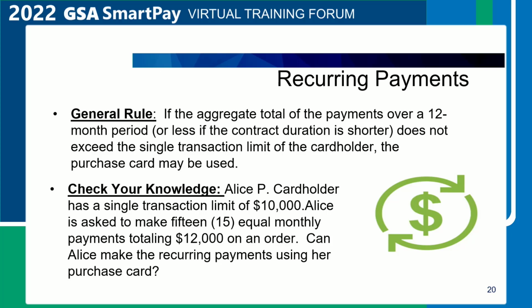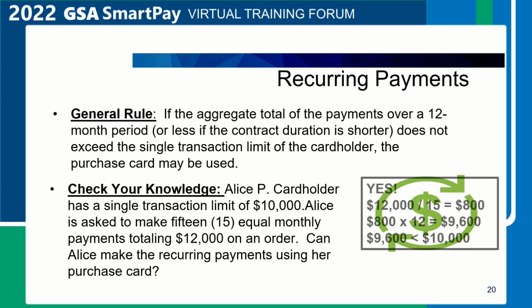We've got Alice P. Cardholder. She has a single transaction limit of $10,000. Alice is asked to make 15 equal monthly payments totaling $12,000 on an order. Can Alice make the recurring payments using her purchase card? Yes. Dividing $12,000 by 15 months, we get a monthly payment amount of $800. If you take $800 and multiply it by 12, we're at $9,600, which is less than the single transaction limit of $10,000. So, in fact, Alice can make payments with her purchase card.